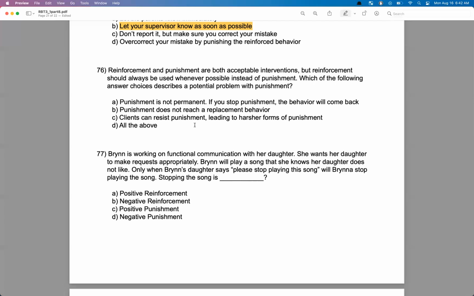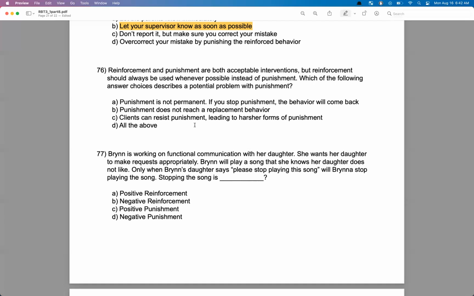And then C, clients can resist punishment, leading to harsher forms of punishment. So punishment can have the effect where they start to resist it, they start to habituate to it, to get used to the level of punishment, and we have a choice. We can either stop punishment or we can increase the punishment, which is something we don't necessarily ever want to do, right? So all of these are potential problems with punishment.